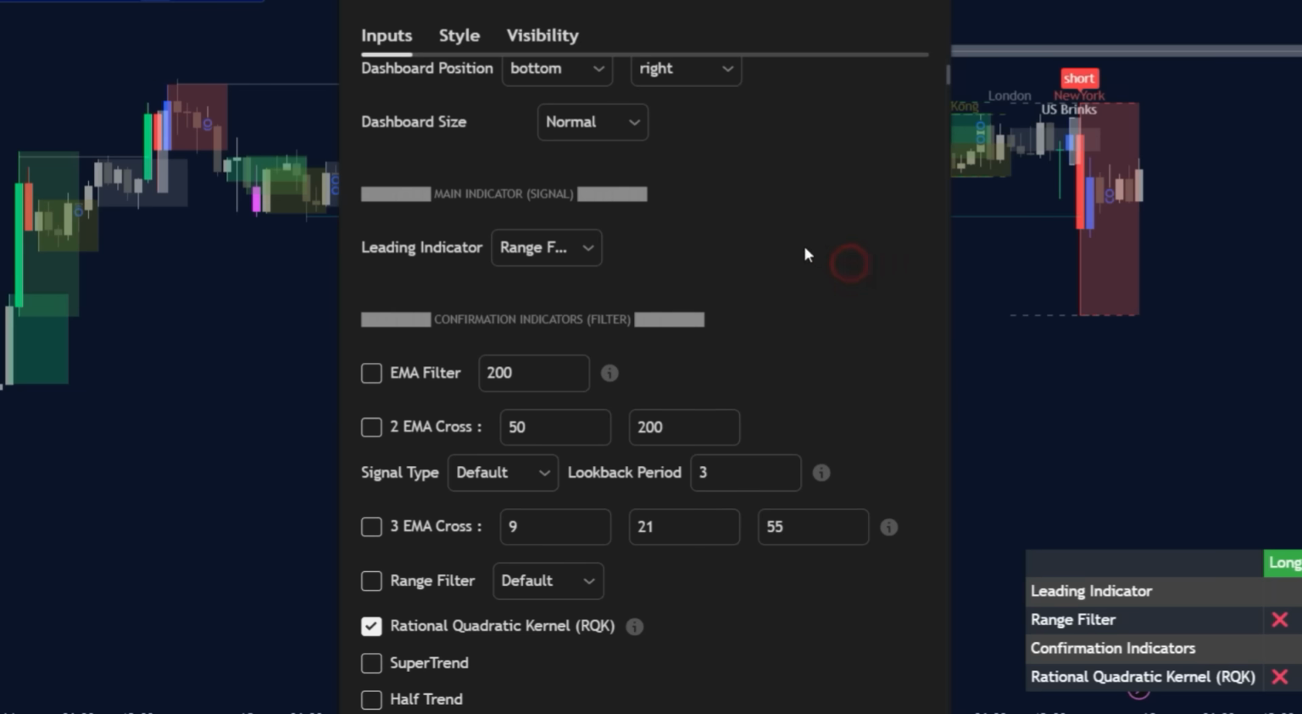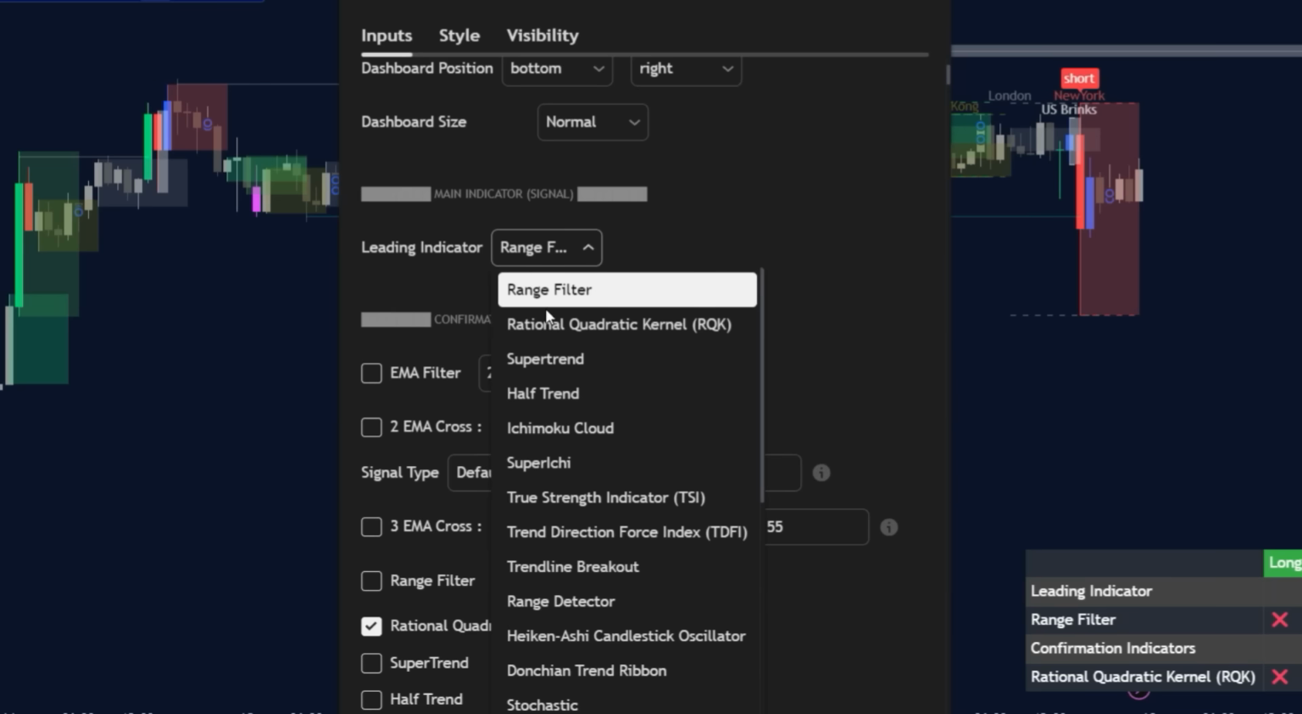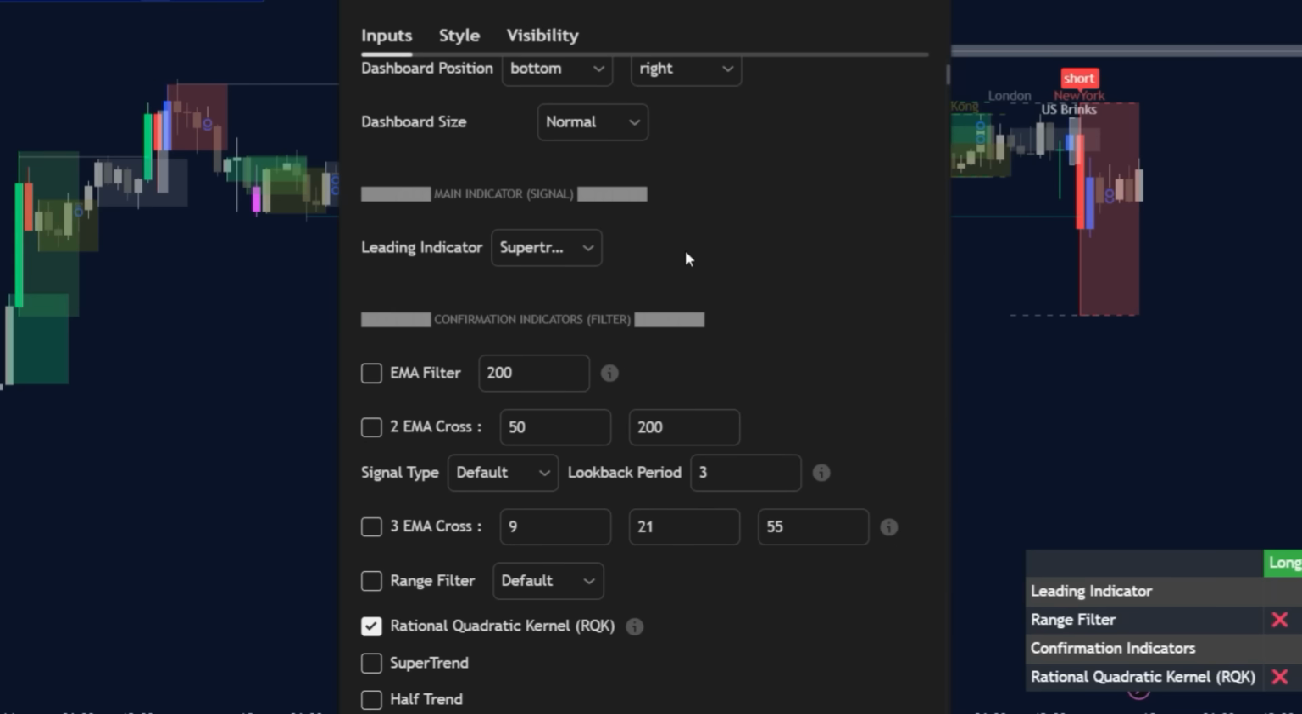First, for your leading indicator, change it to Super Trend. This is our primary trigger. But Super Trend is famous for giving fake signals in sideways markets. So, how do we fix that? We need filters. Scroll down to Confirmation Indicator 1. Enable it and select EMA.